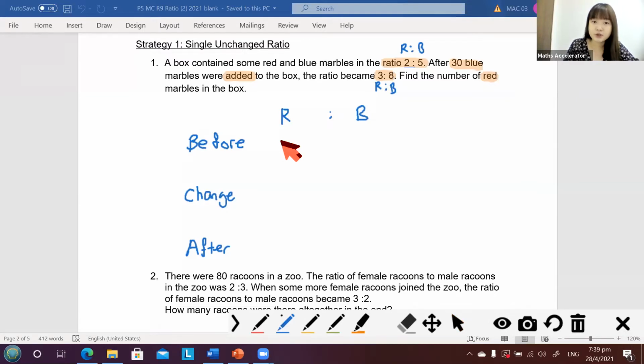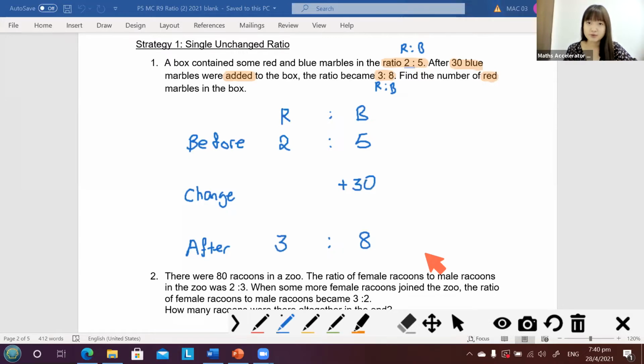So the starting ratio is 2:5. The ending ratio, from your question here, is 3 to 8. In between, what happened before the ratio changed? 30 blue marbles were added. If you add, means you plus. So under blue marbles here, we're going to add 30.